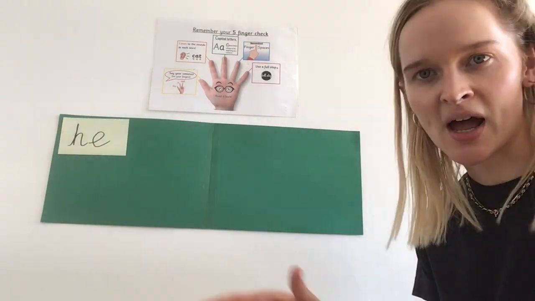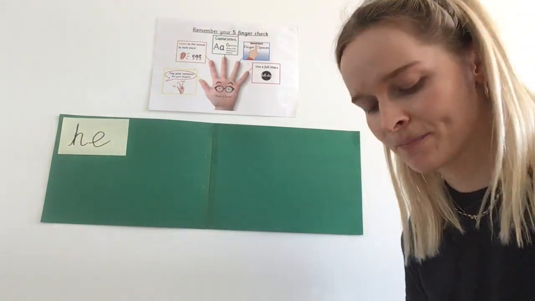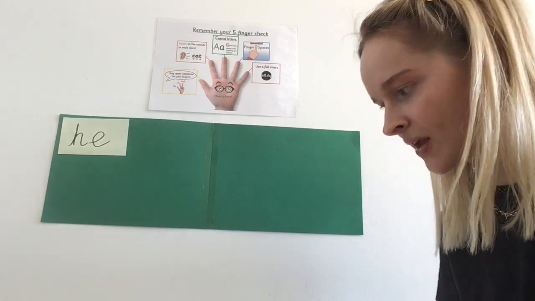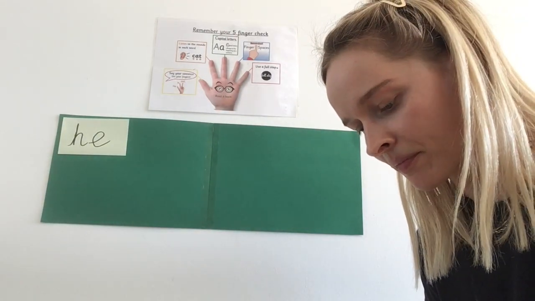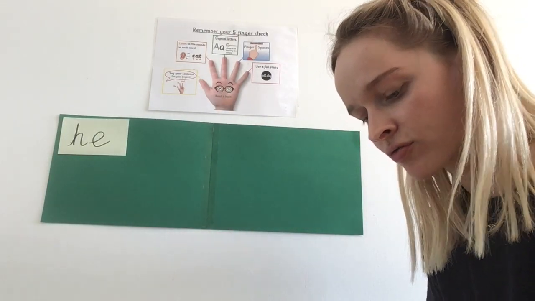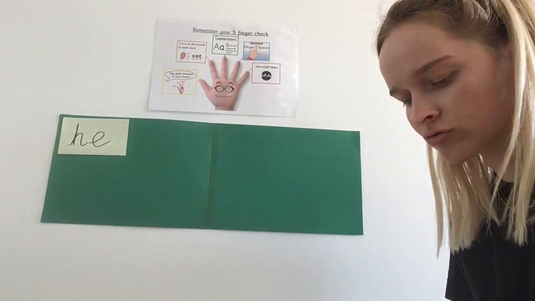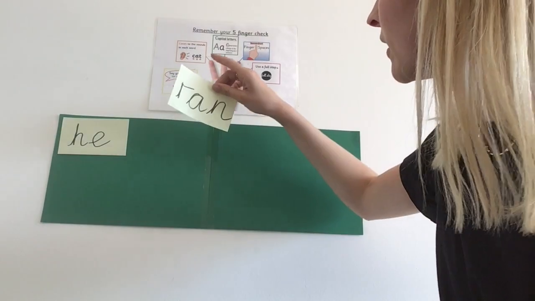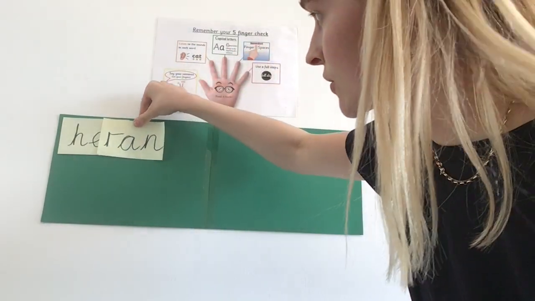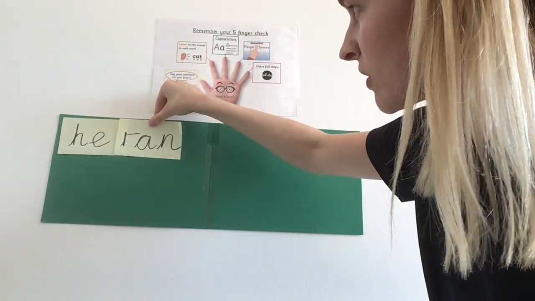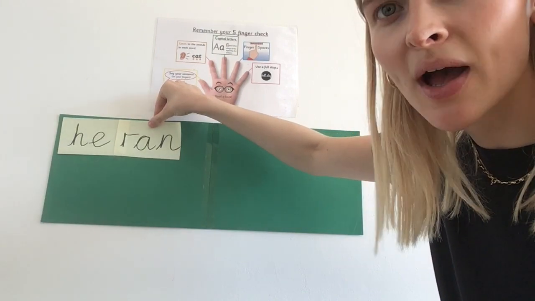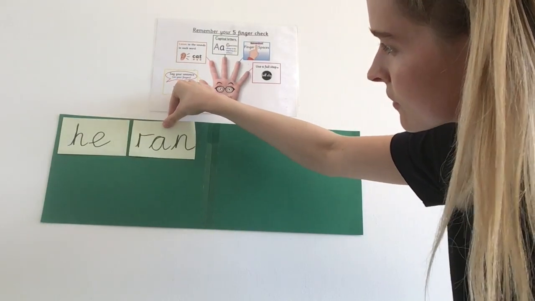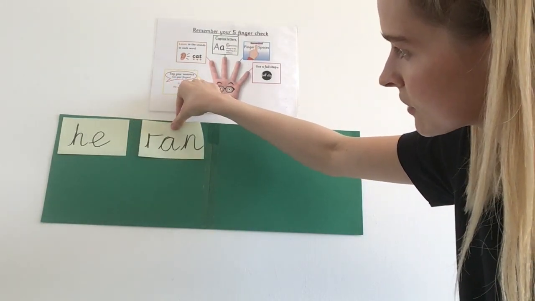He ran. Let me use my phonics for ran. R, a, n, ran. He ran. Now, I've got to remember my finger spaces. So, make sure that I don't have a really big gap or a really small gap, but just enough to get my finger in. So I think that's good.